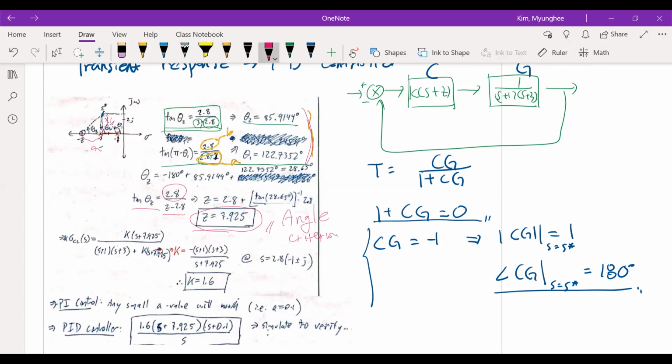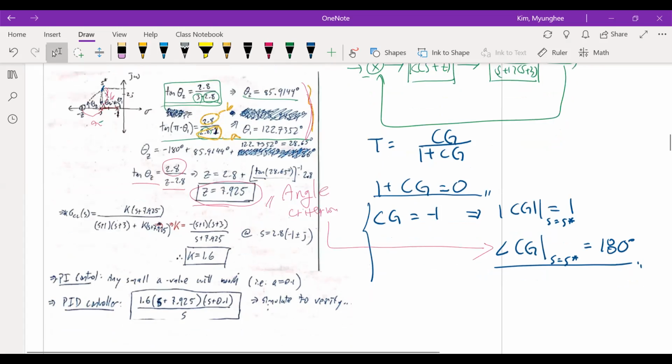which is nothing but angle CG. It should be 180 degrees. Then you can calculate the magnitude of this gain. So we don't know what K can make the desired pole location a solution of this equation. Yet, if the magnitude is not 1, it can't be the solution, right? It should be 1 to make the solution.